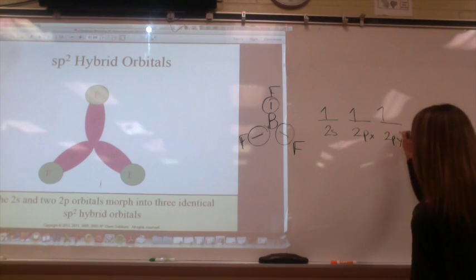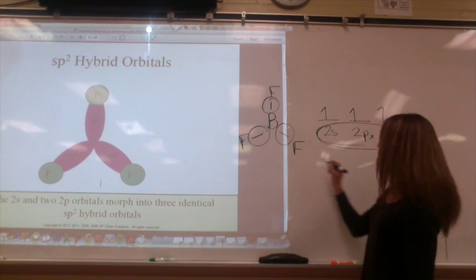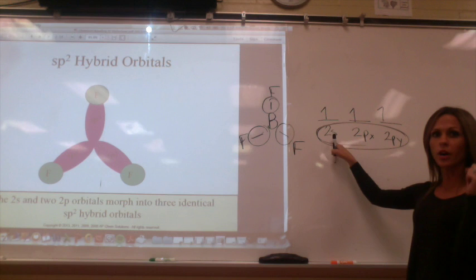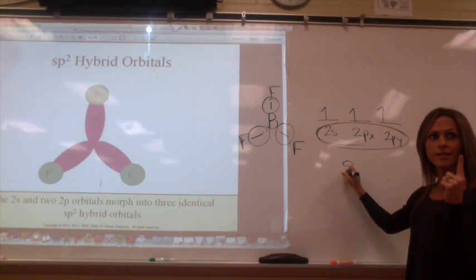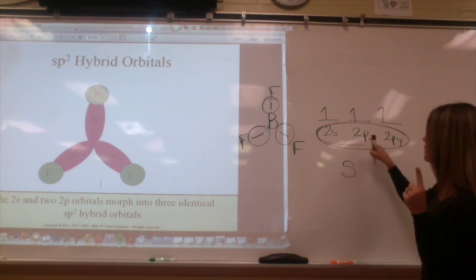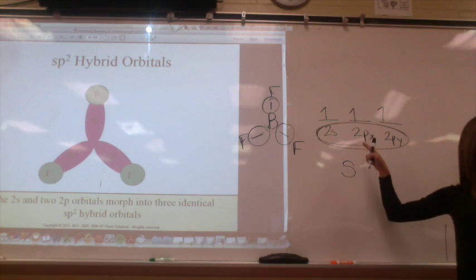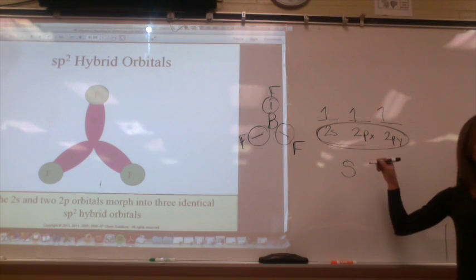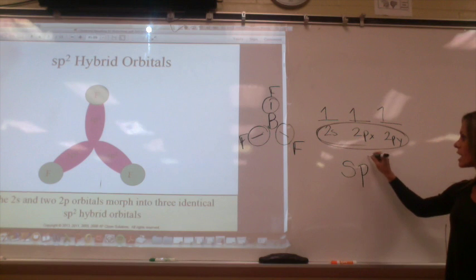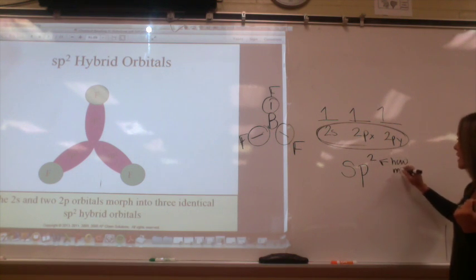So these 3 orbitals that are needed for these 3 domains are going to morph into 1 part s, so I write an s, 1 part. Get it? 1 part s. And how many parts p? Just 2, because I'm only using 2 of the p orbitals, right? So then it's sp2. So this tells me how many p orbitals are morphed.